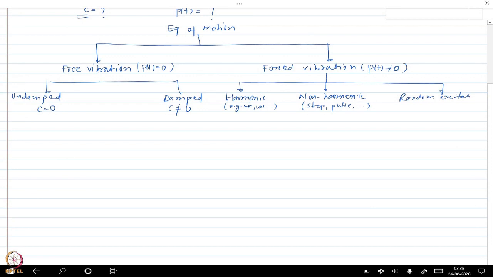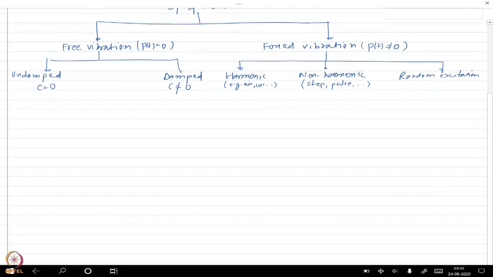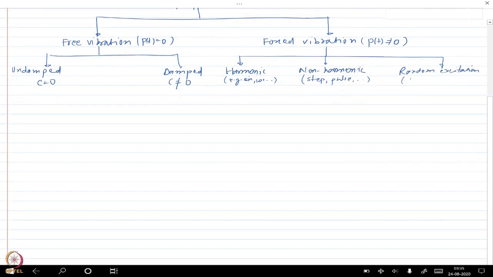Okay, and in random excitation we have, let us say, earthquake excitation or seismic excitation. Depending upon the nature of the forcing function, we are going to study all these topics. And in each of these topics, we are again going to study damped and undamped. And we are also going to discuss how we obtain the response of those systems.